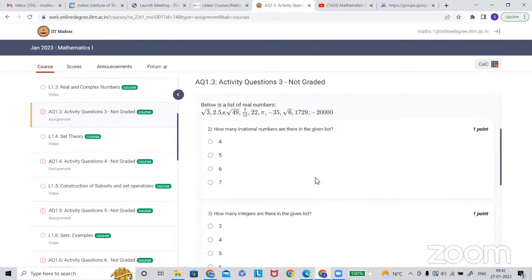See, root over this one is not, 2.5 is not. This one, 1, 22 is there, second 2, 3, 4, 5. Only these numbers are going to be. How are you saying 7 is there? Okay, root 49 is also 7, right? It is also an integer. Yes. Okay then, thanks.